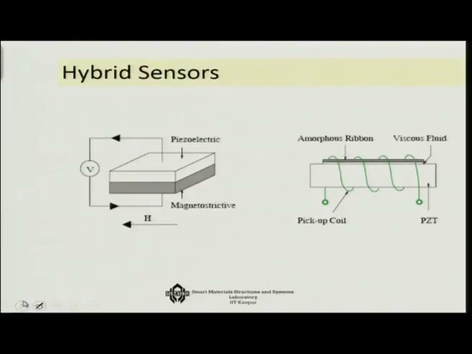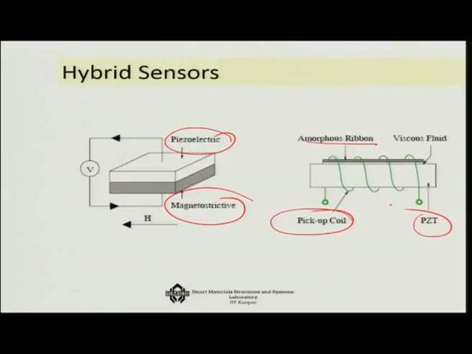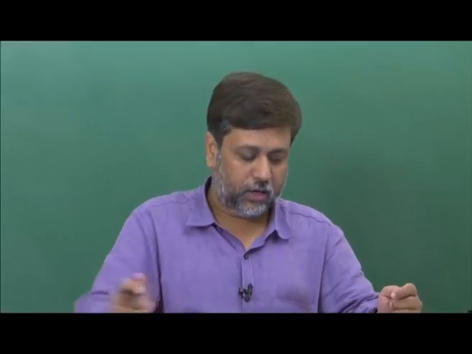Similarly, you can have hybrid sensors, partly piezoelectric and partly magnetostrictive, or you have an amorphous ribbon which is magnetostrictive, and then you have pickup coils and also the PZTs. The idea in this type of system is that the magnetostrictive sensor can be used in one part of the strain generation, whereas in the other part you can use piezoelectricity. Thus you can use magnetostrictive material for a larger range.